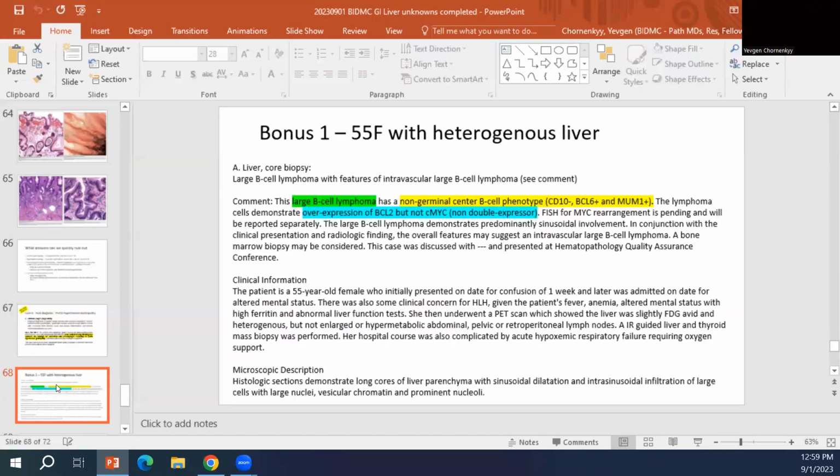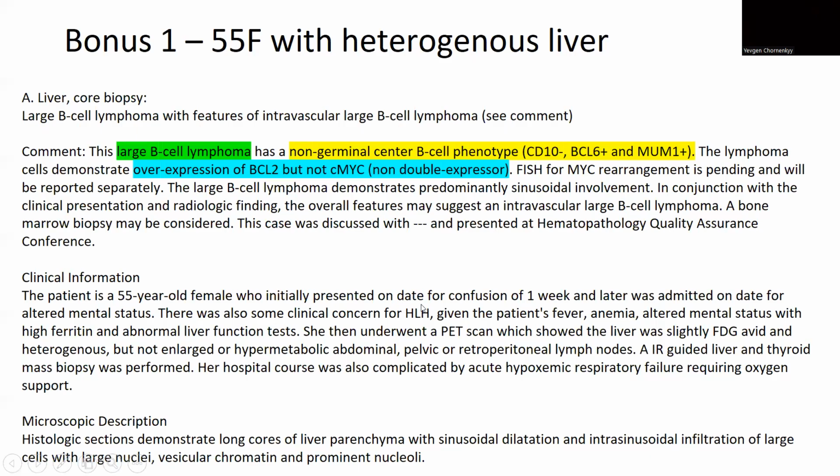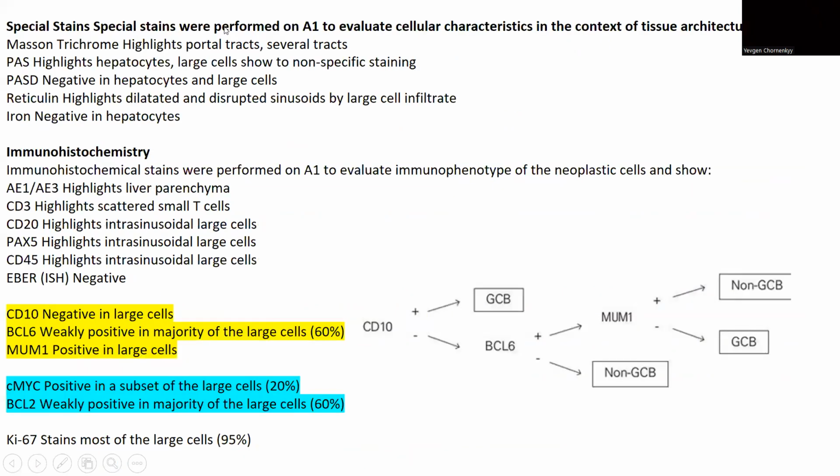So for this case, this is a bonus case. We had a history here. They were worried for HLH, so they biopsied, but this was signed out as large B-cell lymphoma with intravascular large B-cell lymphoma. We did the germinal center, non-germinal center, and overexpression of BCL, so it's a non-double hitter. And then briefly, here's all the workup, and you could see that CD10 was negative, so that puts it here. And then BCL6 was weakly positive, so that puts it here. And then MUM1 was positive, so that puts it here.